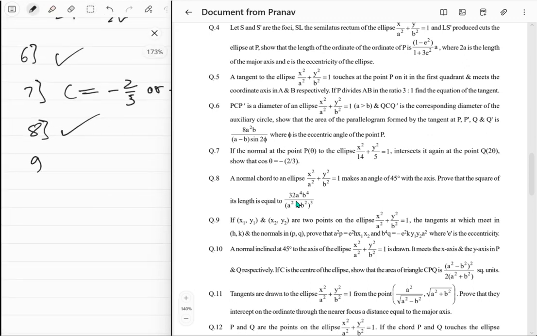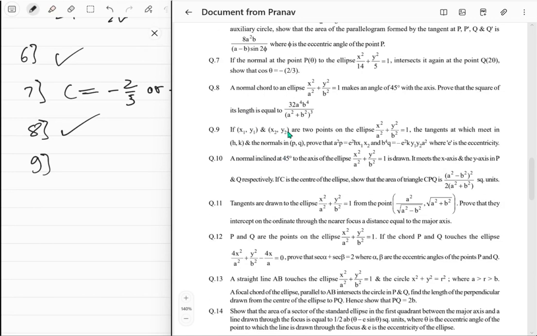9th. If x1, y1, x2, y2 are 2 points on the ellipse, the tangents at which meet in h comma k, and the normals in p comma q. Okay, so that refers to these 2 points. So these are 2 points such that the tangents at them meet in h comma k and normals in p comma q. Prove that a square p is equal to, okay, fine.